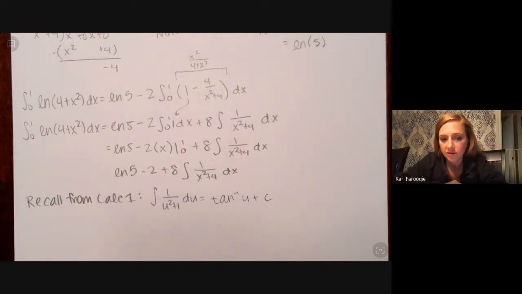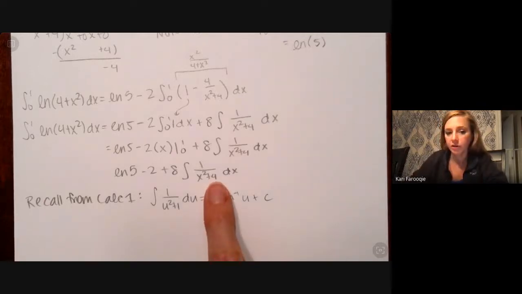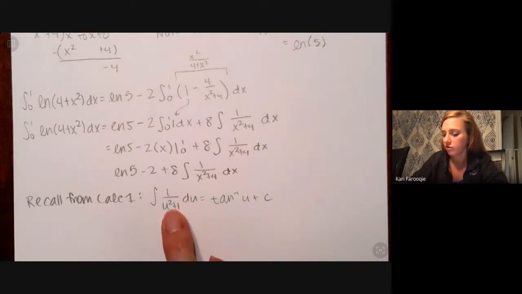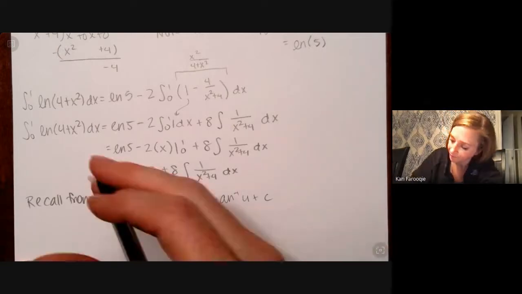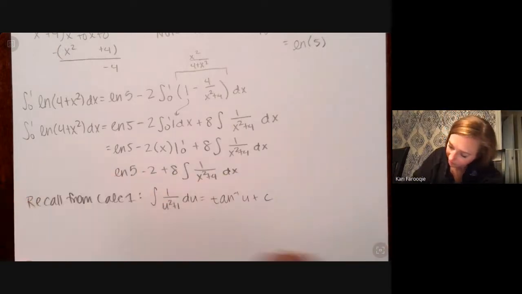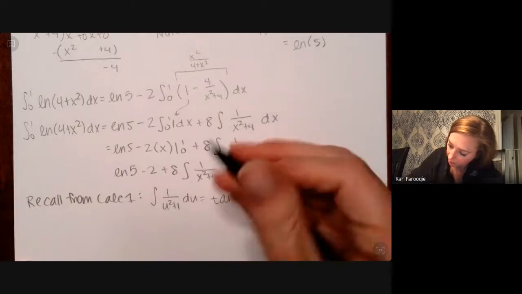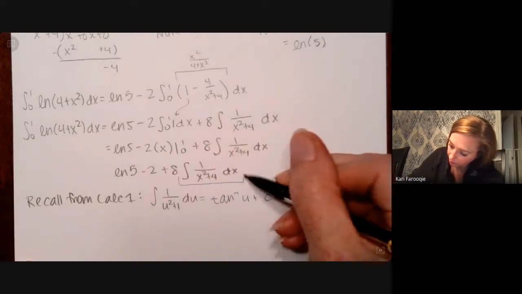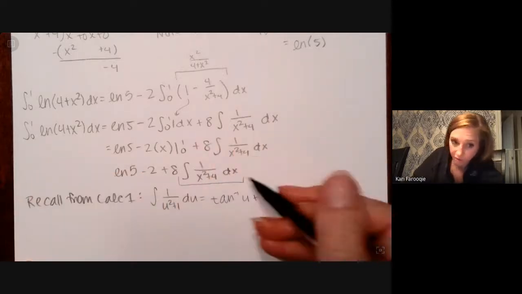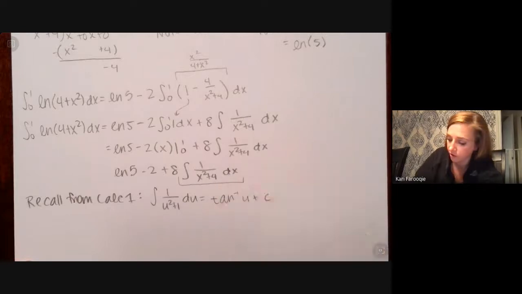Wonderful. However, when we did this in Calc 1, we were looking for this constant value in the denominator to be equal to 1 so that we could completely match this up. We don't have that, so we're going to have to create it. So we are going to focus now on creating this situation. I'm going to bring this integral out for now, just the integral. The 8 can stay right where it is.